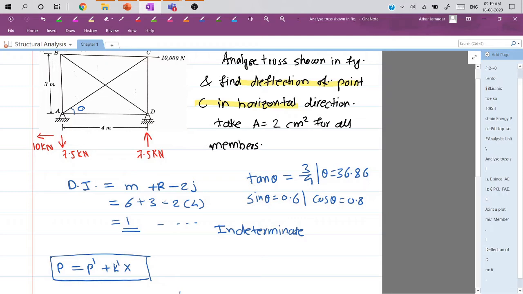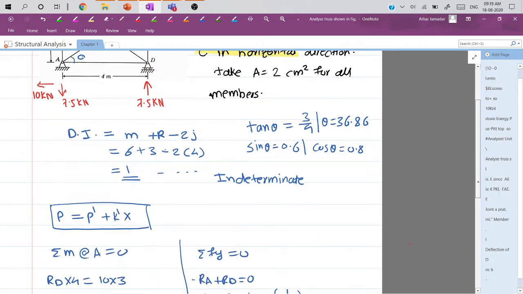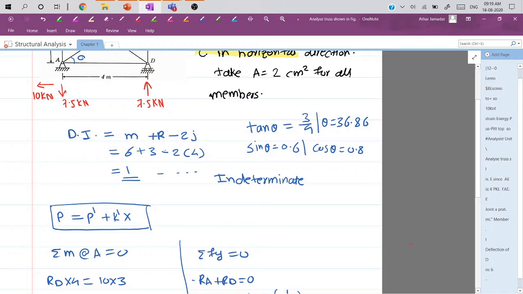Now, while starting this problem I mentioned this formula, and it is one very important formula. Now we are going to see the meaning of each term one by one. P is the final force in the member, which is not our concern. Our concern is only P dash, K dash, and the value of X.